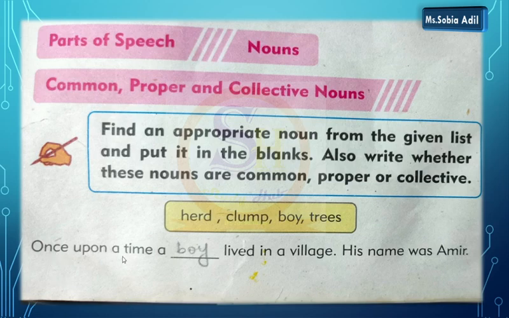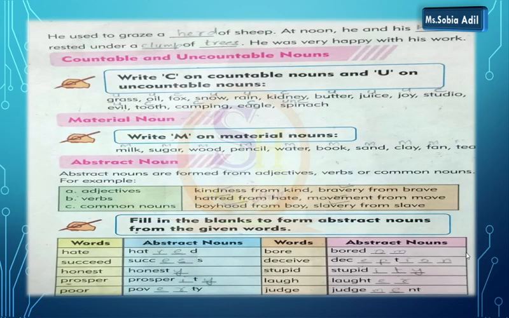Alright, once upon a time, a dash lived in a village. A boy lived in a village. B-O-Y, boy lived in a village. You are to write here B-O-Y, boy, and this is a common noun, right? I told you boy is a common noun. Next one is, his name was Amir. Page number 6.